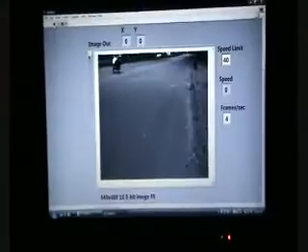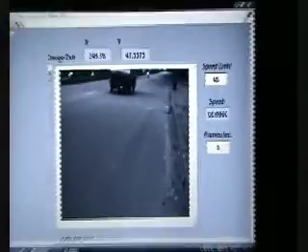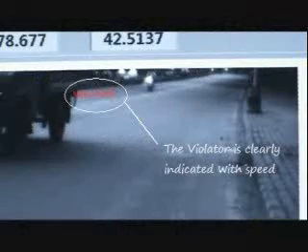I think as the Matador is exceeding the set speed limit, its speed is being indicated with a violator tag. Okay, sir. I got 42. I got it.